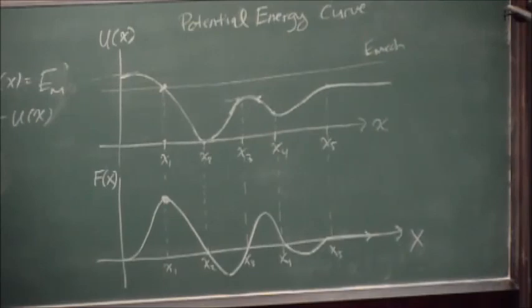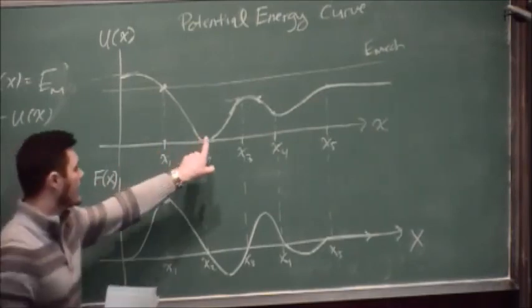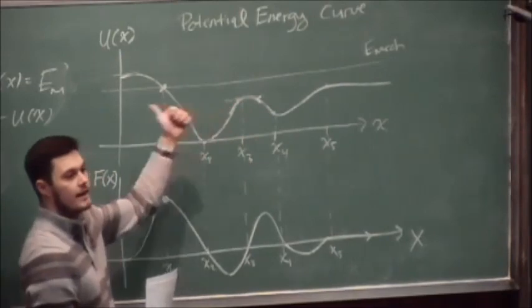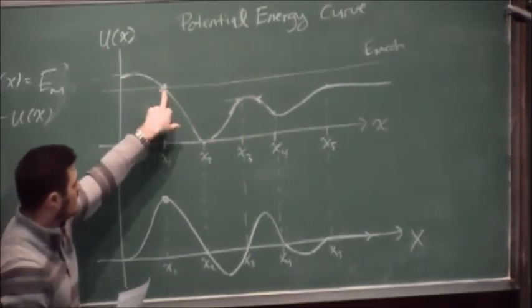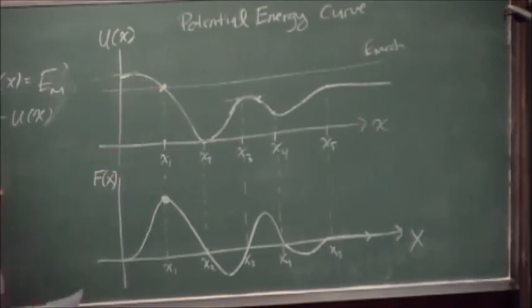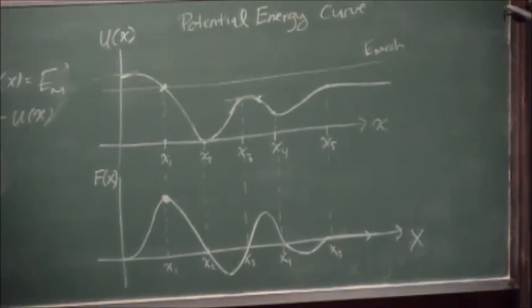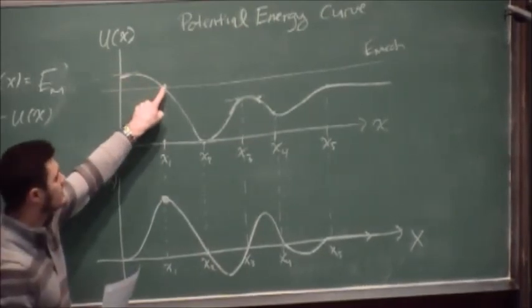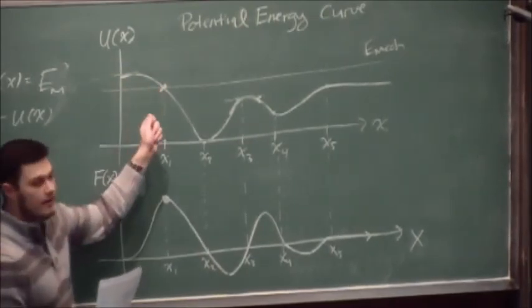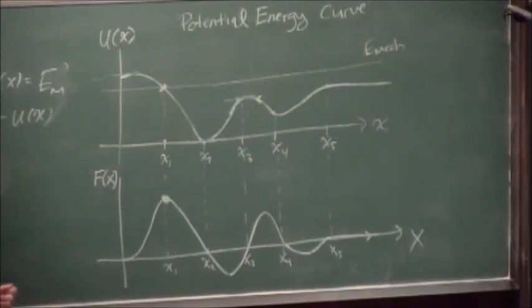Can anyone tell me, if I were a particle coming along with an initial kinetic energy to the left, and I reach this point, what's significant about x1? Looking at this, you're reading off the potential energy at that point. The kinetic energy is 0. So that particle had to stop.